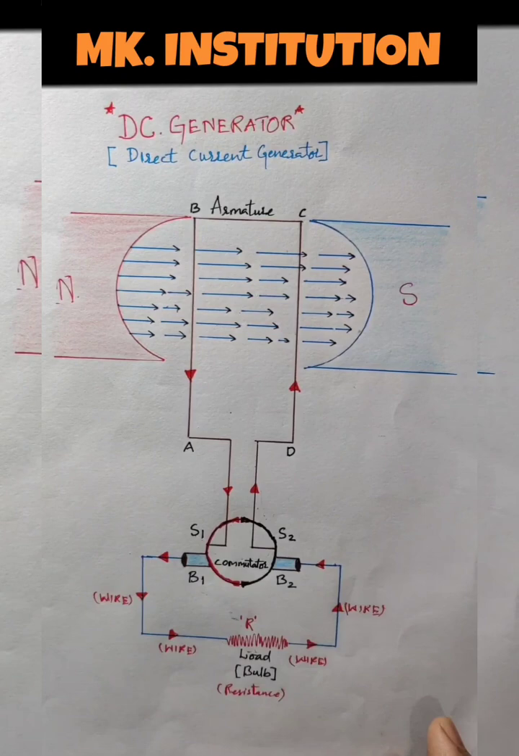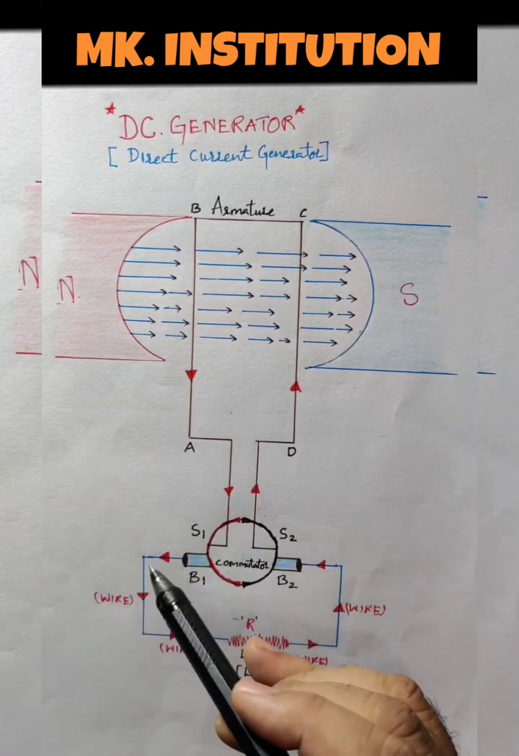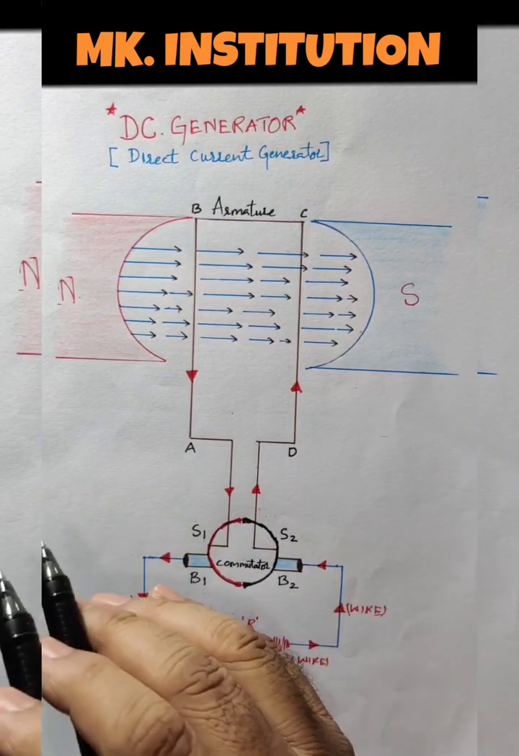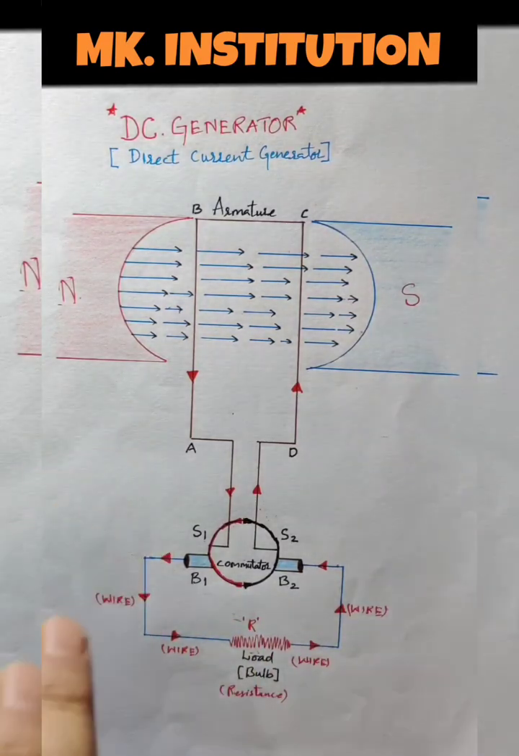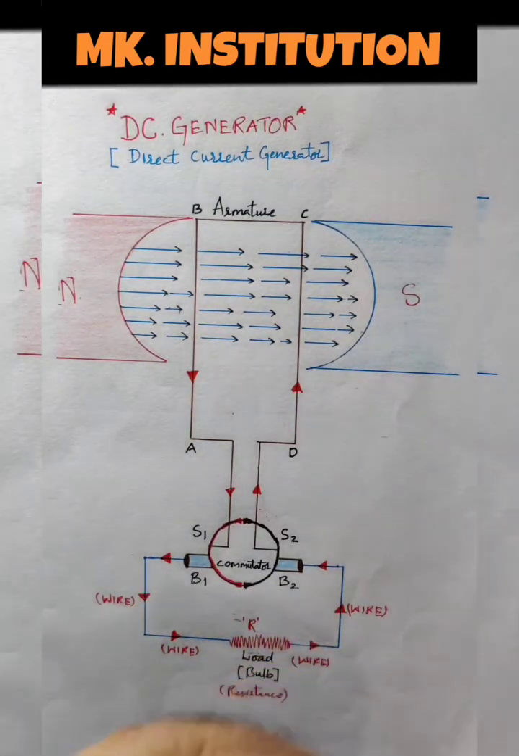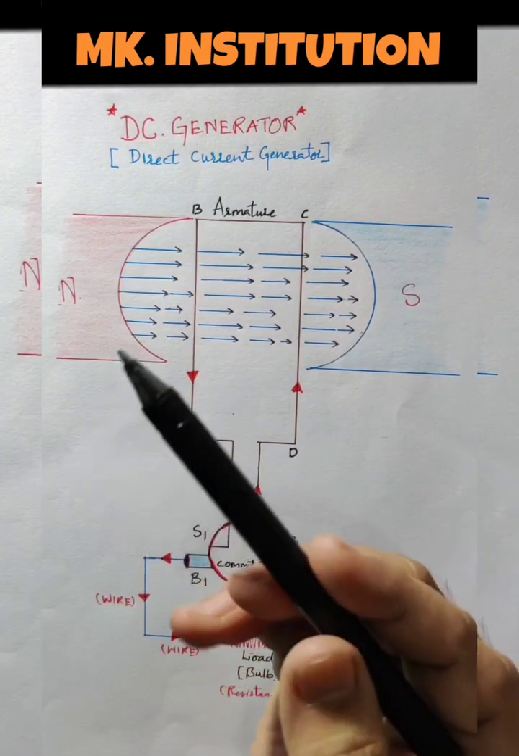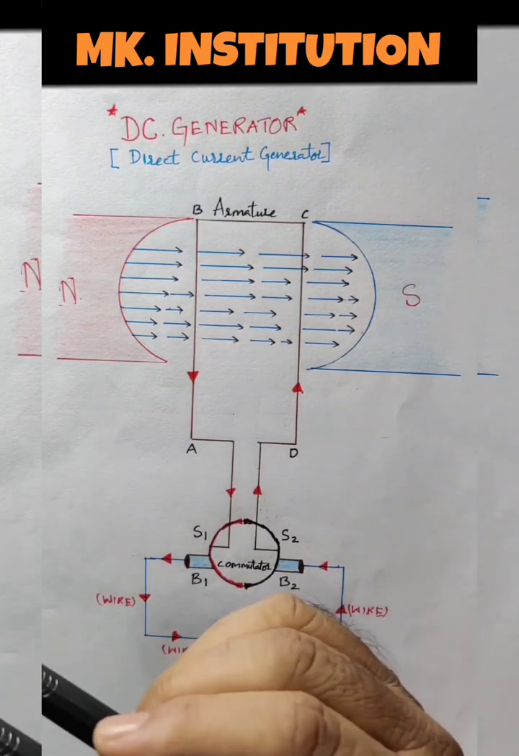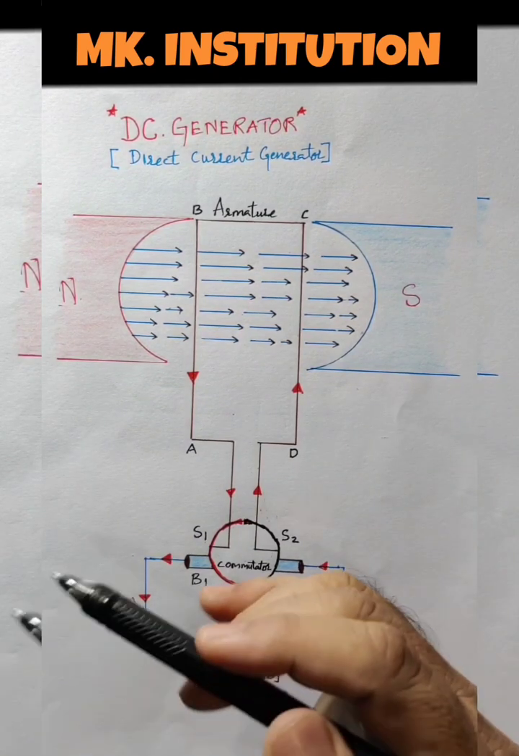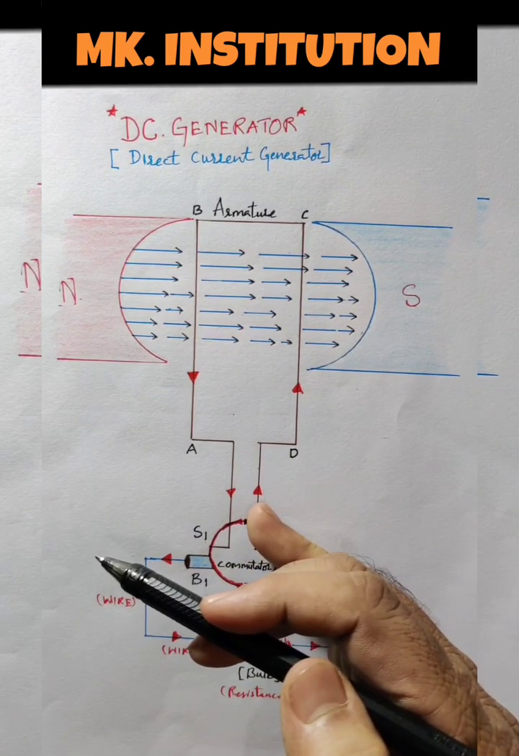Clear? So how does the current pass here in AC, alternating current? Because the current is moving alternately, isn't it? First half it is from down to up, and the second half from up to down. The flow of current is like that in AC generators, isn't it? So we named it alternating current generator.